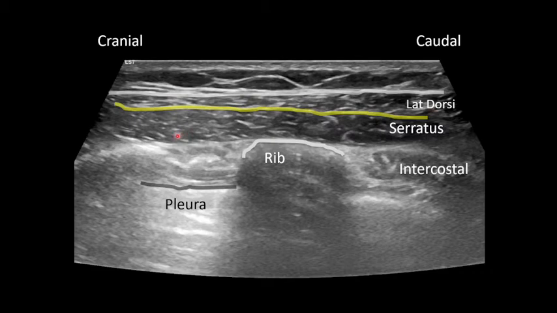The target for the block is depicted in this yellow line here. This is the fascial plane where you can deposit anesthetic to achieve a good block.